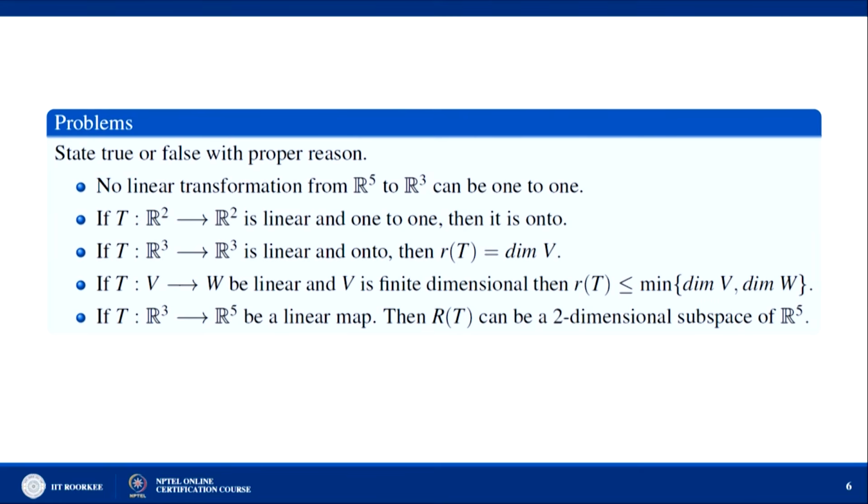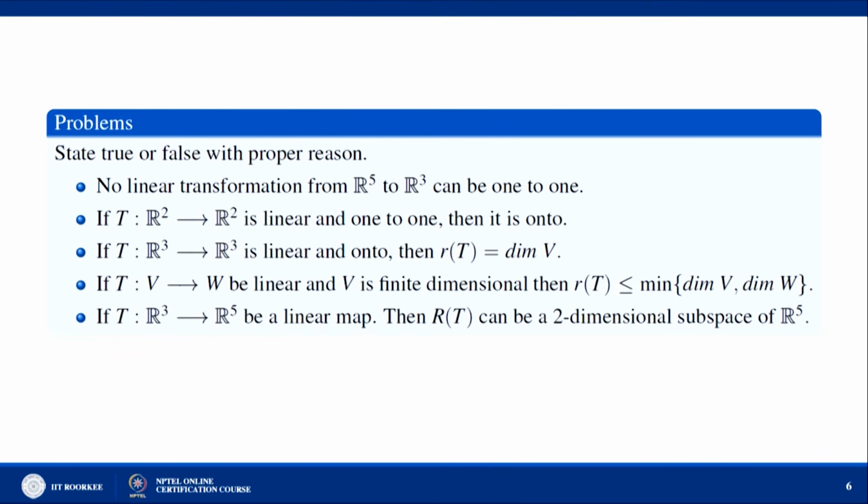Now, let us come to a few problems based on this. State true or false with proper reason. The first one: no linear transformation from R5 to R3 can be 1 to 1. Now, let us see whether it is true or false. For all these things we will apply the rank nullity theorem.